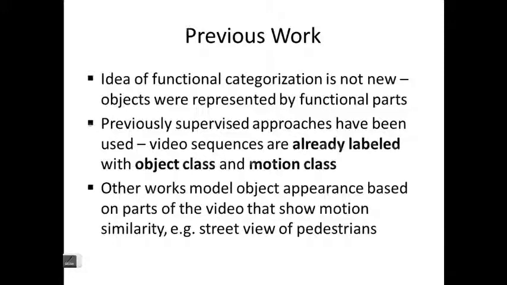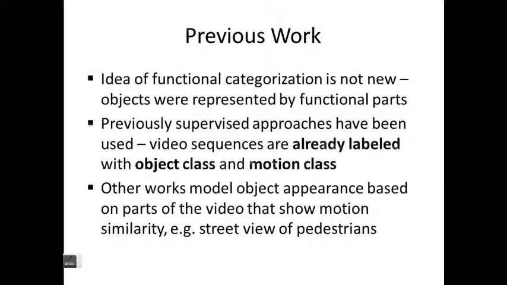The previous work in this field: there has been some work in the 90s where functional categorization was used, and the way that was done was that objects were represented by functional parts, and then the shapes of those parts were modeled, and object categorization was done from there. There have been supervised approaches already that have annotations in the video of the object class and the motion class. However, the difference in this piece of work is that there's no annotation of object classes or types of motion. It's all unsupervised.